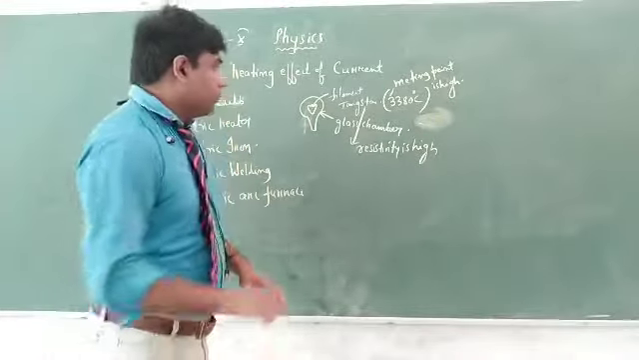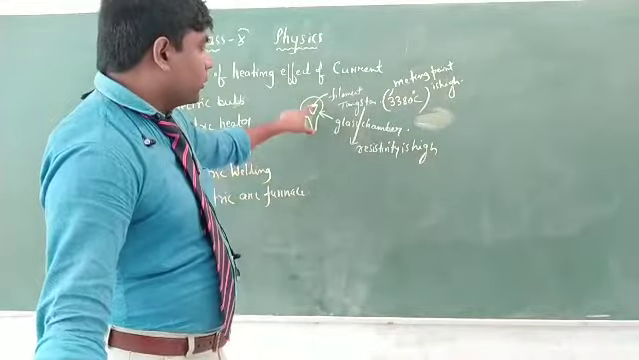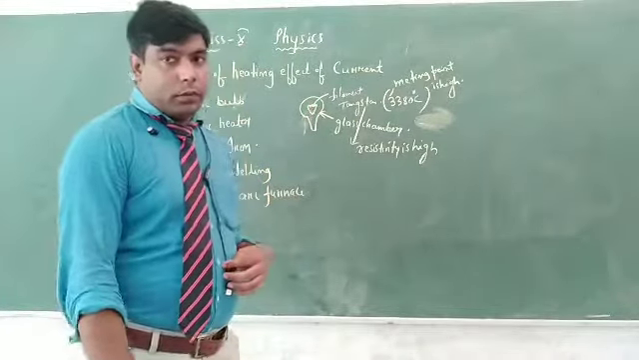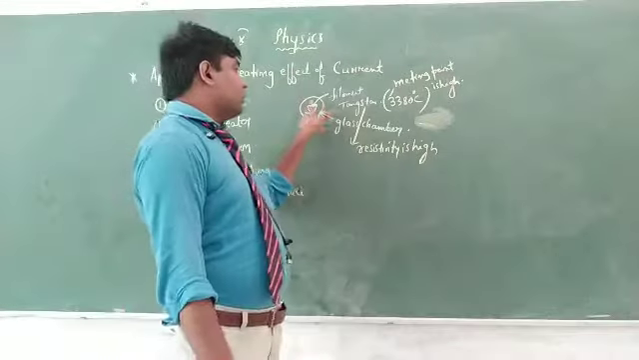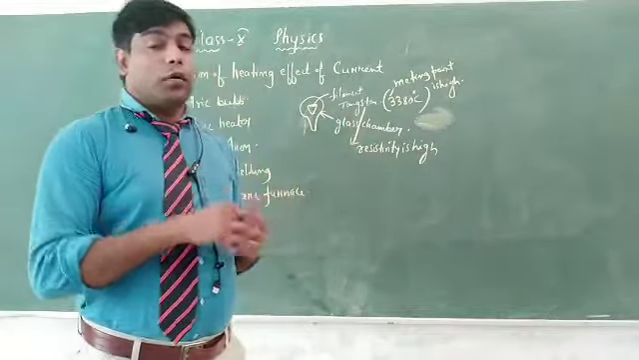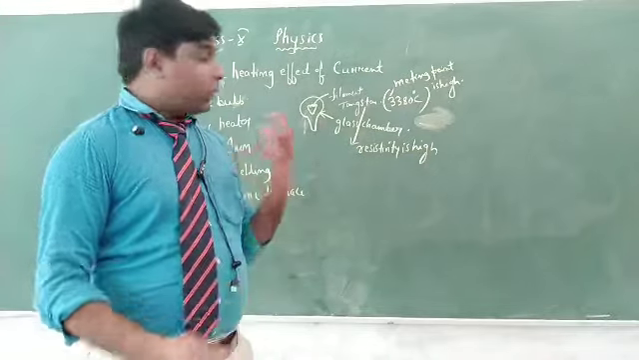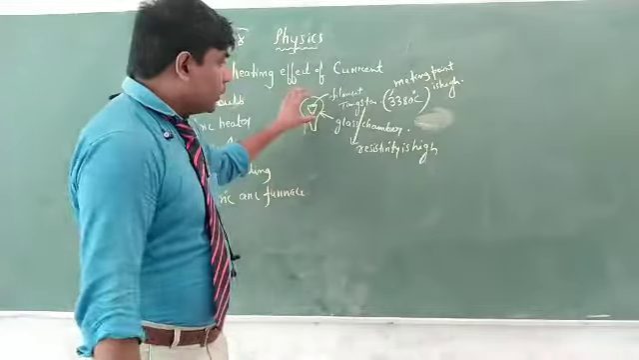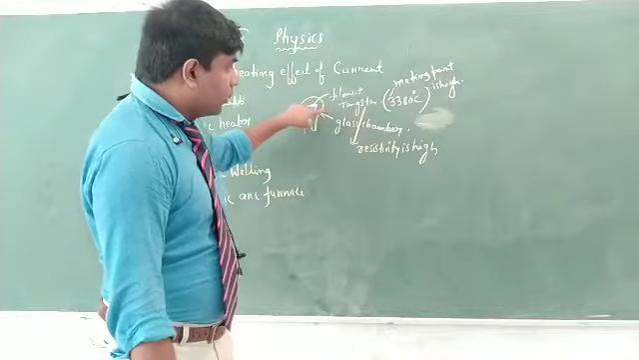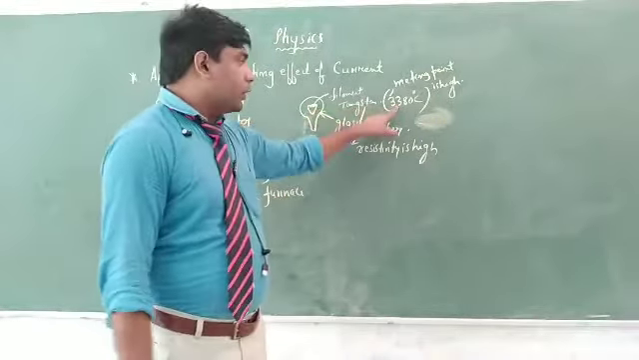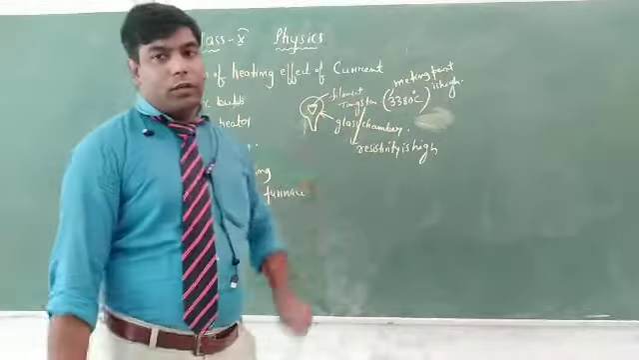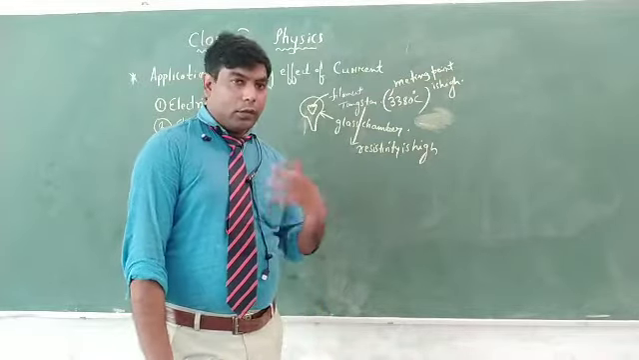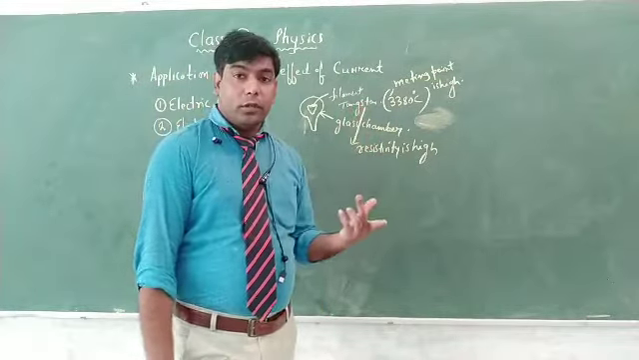Right? Second, inside the glass, if there is oxygen, then what will happen? This tungsten will react with the oxygen at high temperature to form another compound, and hence it will get damaged or destroyed very early.